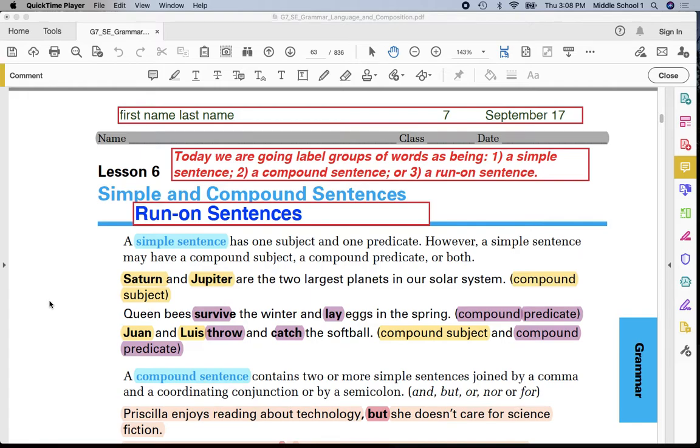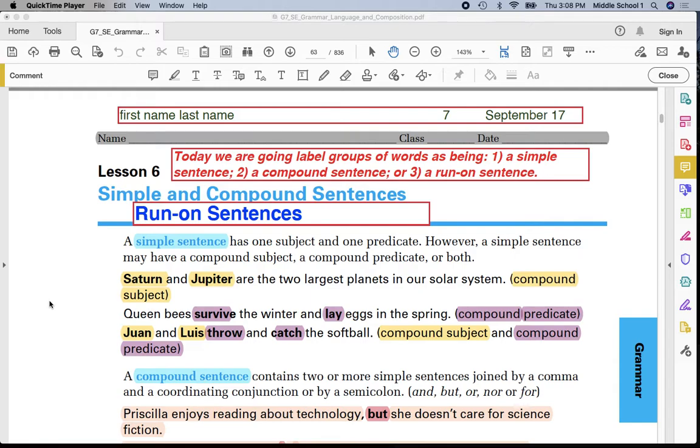Before we begin today's lesson, please look to the top of page 57, lesson 6. On the blank, please place your first and last name, class 7, and today's date. Thank you.